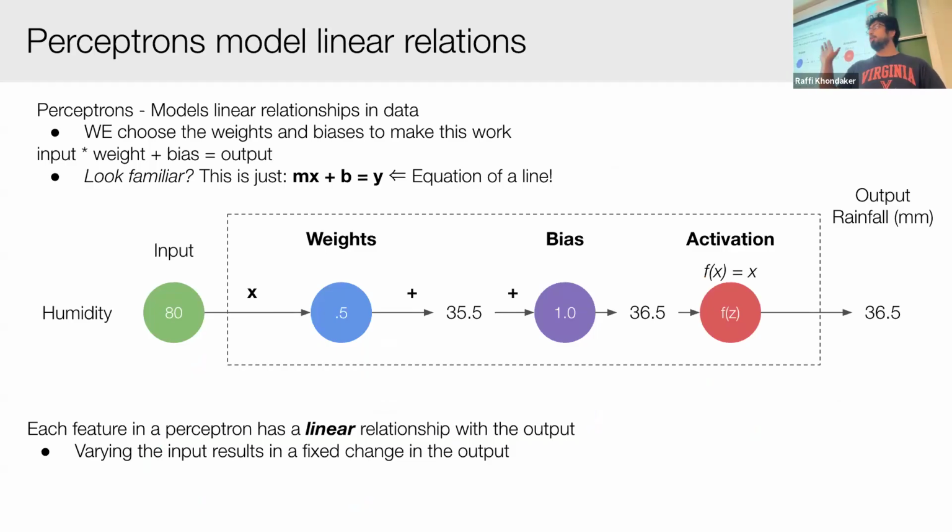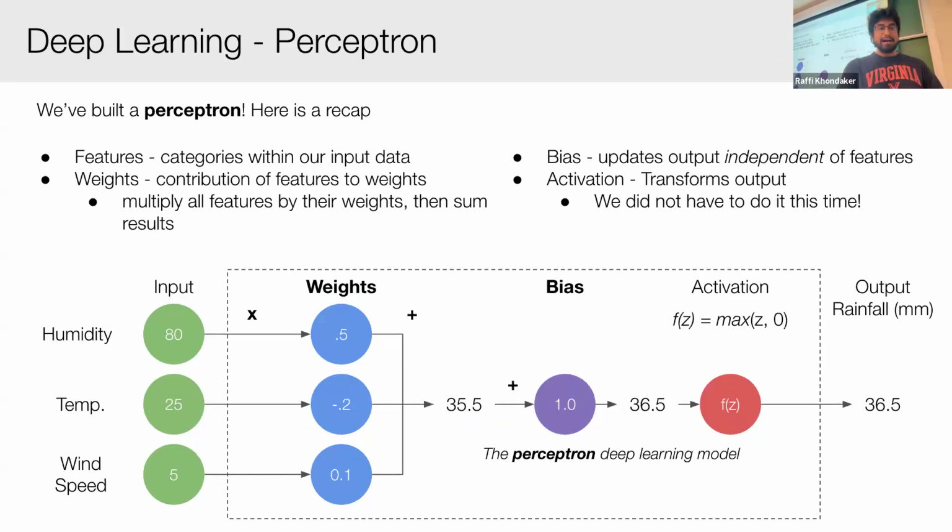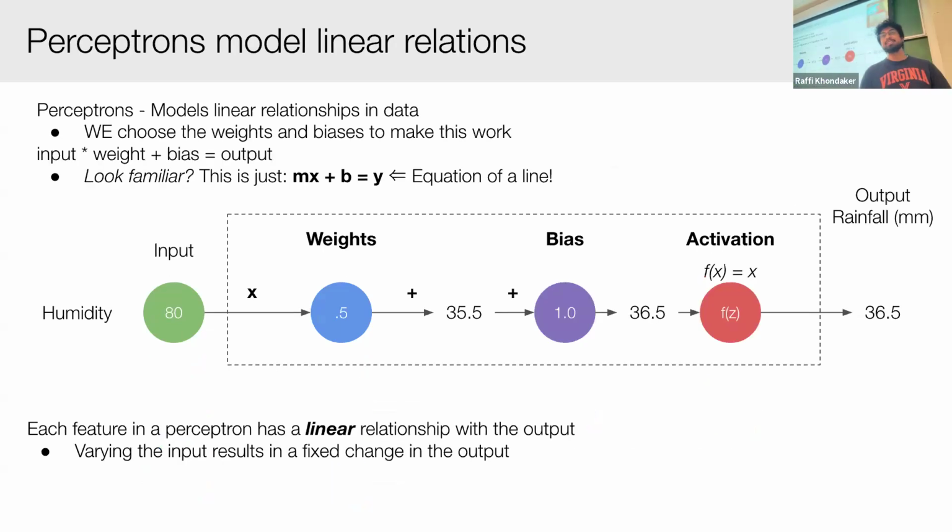So can someone try to define what is a linear relationship? A straight line, exactly. For example, if we change temperature, it'll always impact the output by minus 0.2, right? Independent of what the temperature is, right? Increase temperature by 1, the output will always decrease by 0.2, right? And obviously, you can see how that's kind of a problem.